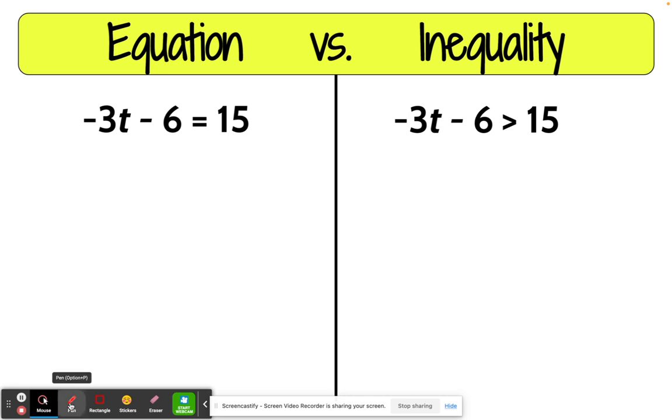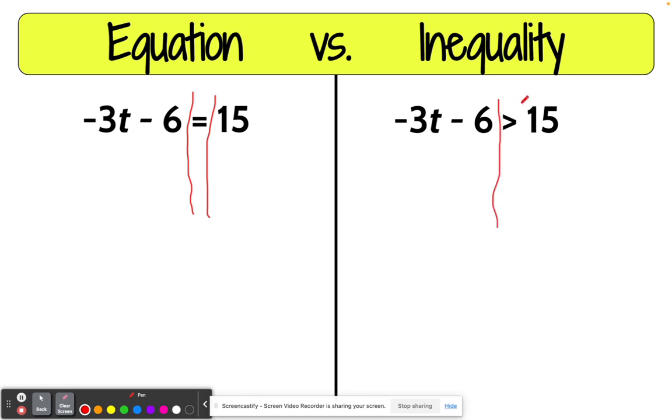Okay, so let's take a look. I'm going to compare an equation to an inequality. For both of these, I'm going to draw my lines down. So I have negative 3t minus 6 equals 15. The first thing I do is send home my acquaintances by adding 6 to both sides. This will cancel out, and I'm left with negative 3t equals 21.